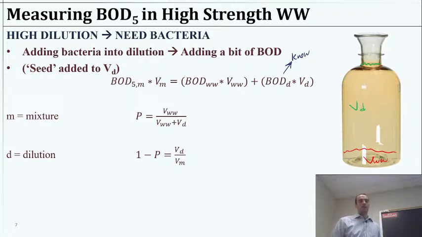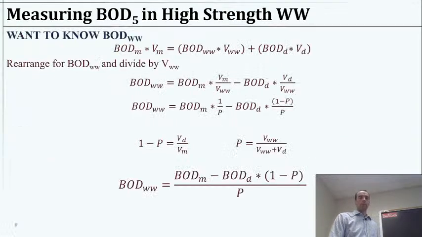Okay, so M stands for mixture. I already have it written there, so just erase this nonsense. M is mixture, D is dilution. So one thing we can note, by the way, is if our P is the volume of the wastewater per total volume, 1 minus P would be the volume of the dilution water divided by the volume of the mixture. So that can be handy, and we'll see in a moment that it can go into our broader calculation and simplify some things.